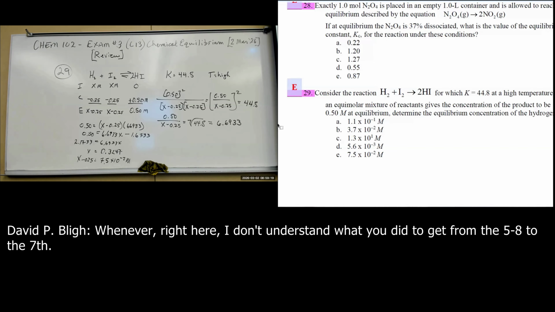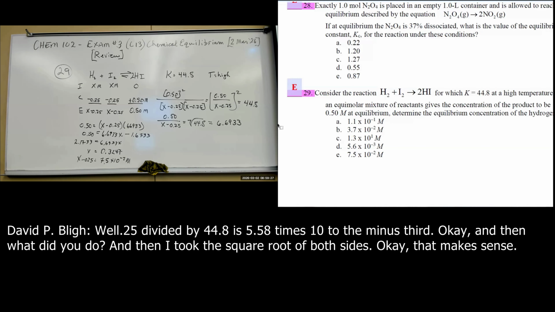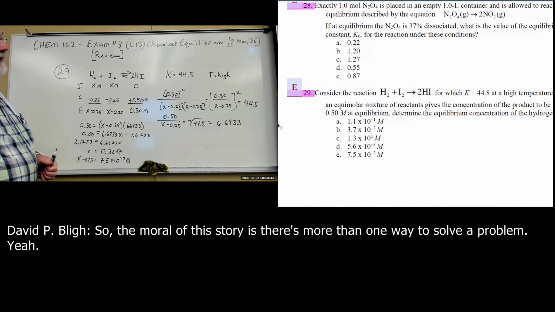I don't understand what you did to get from the 5/8 to the 7. Well, 0.25 divided by 44.8 is 5.58 times 10 to the minus third. Okay, and then what did you do? And then I took the square root of both sides. Okay, that makes sense. So the moral of this story is there's more than one way to solve the problem.